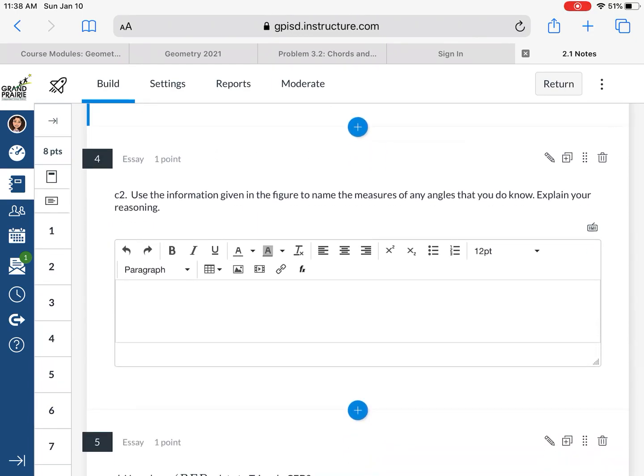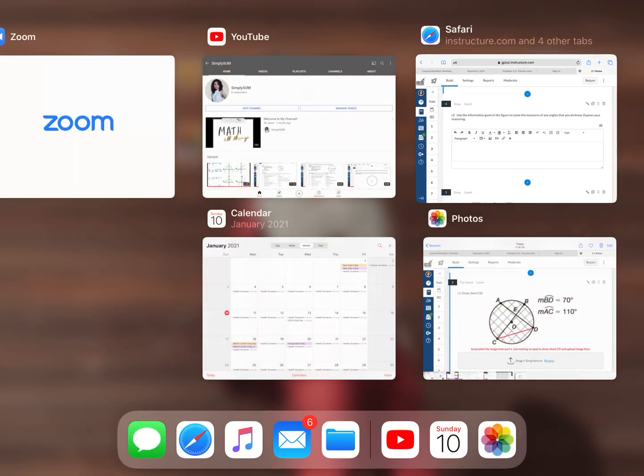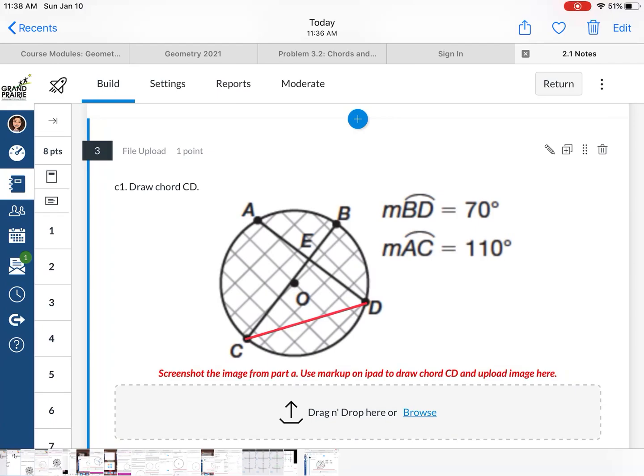Moving on to question 4. It tells us to use the information given in the figure to name the measures of any angles that you do know. So that means we should have enough information now to be able to answer this. So what should we do here? Let's go back to our picture. We're going to use the information given in the figure to name the measures of any angles that we should know.